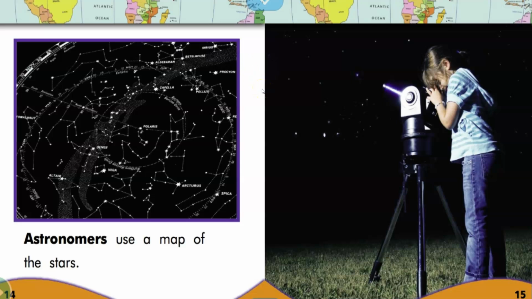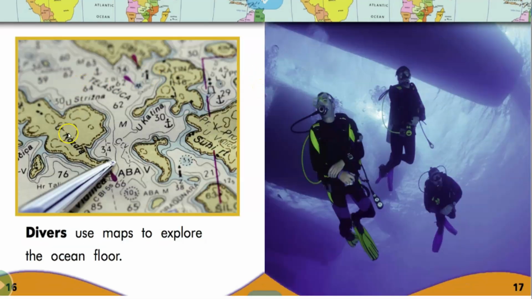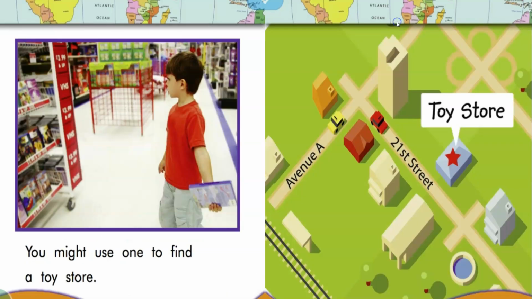Astronomers actually use a map of the stars. So here you can see the different stars. Divers use maps to explore the ocean floor. So these special signals, they're telling them how deep each part is right here. So 34, it might be how many leagues deep it is. And it also shows them the different land masses so you know what you're going to be swimming up against.